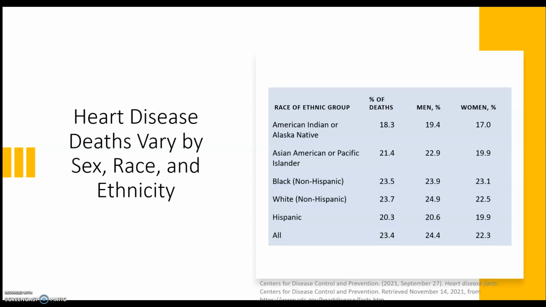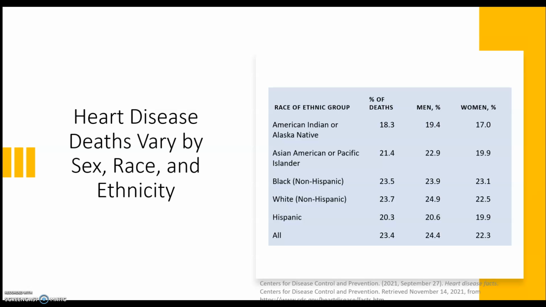Heart disease deaths vary by sex, race, and ethnicity. So here is a graph with some of the percentages of all the deaths caused by heart disease listed by ethnicity, race, and sex. The percentage I'm going to focus on, of course, is Hispanic, due to us living in the RGV. Having a higher percentage of Hispanics, 20% of deaths in Hispanics are due to heart disease.